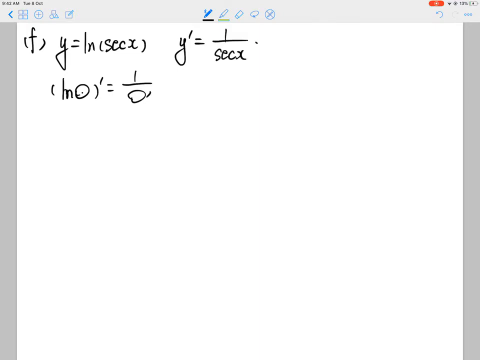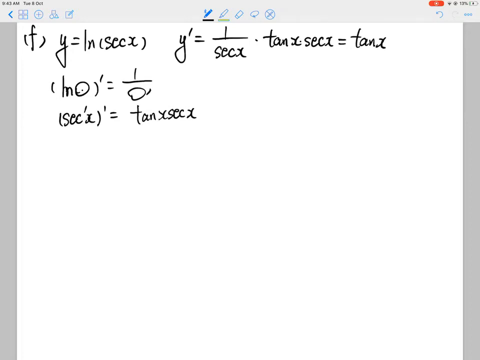Then you just ignore the log. What is secant x's derivative? It is secant x tangent x. So the result is tangent x. Okay, so here it is f, g, natural log of secant x plus tangent x.